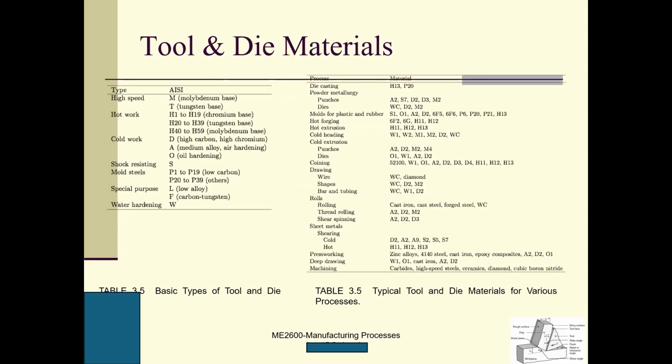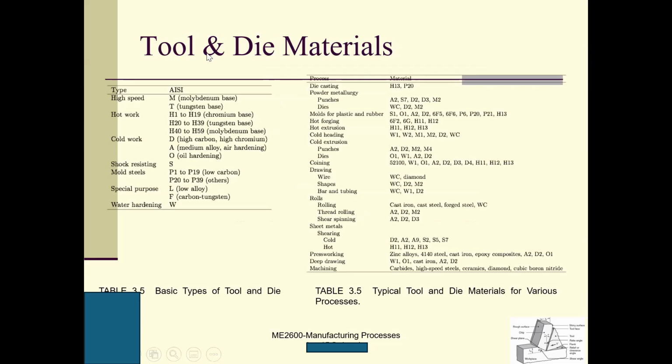And tool and die material, we can imagine for tools and dies, the material must be very hard. Do you agree? Otherwise, you can just change the roles. Suppose you want to use this tool to cut something else, but this tool is very soft. Then who is the tool? Who is the workpiece? You change.